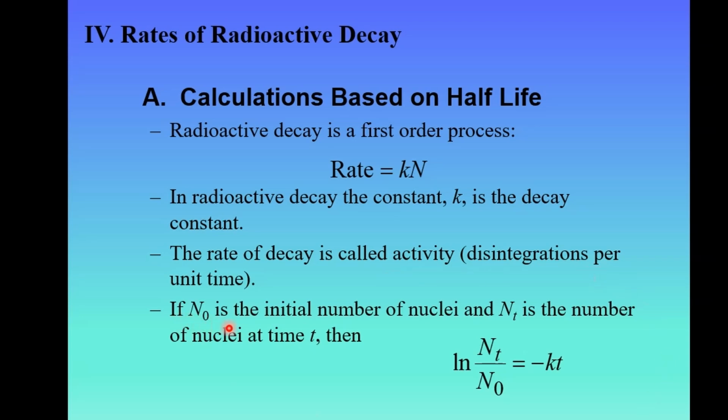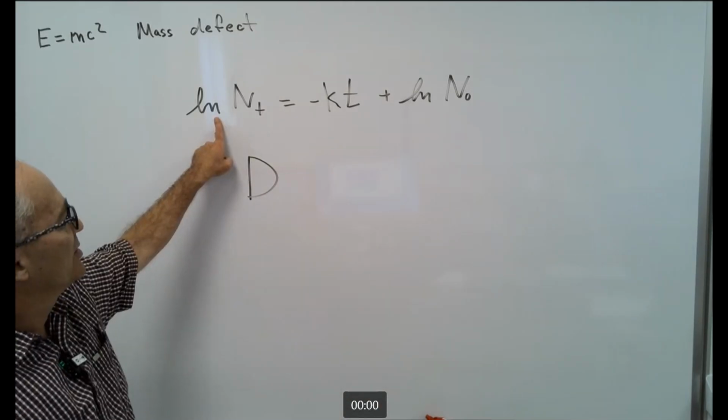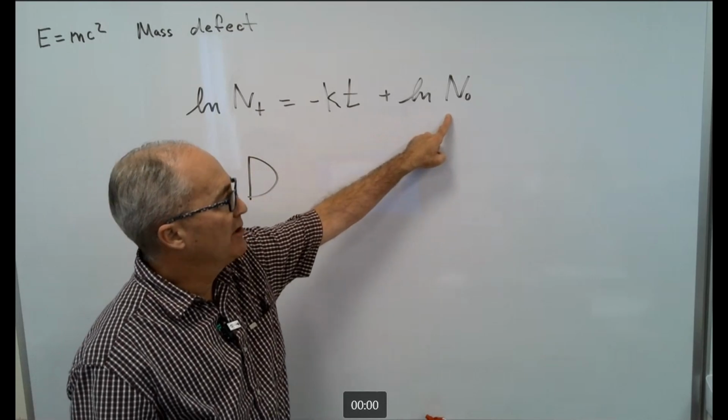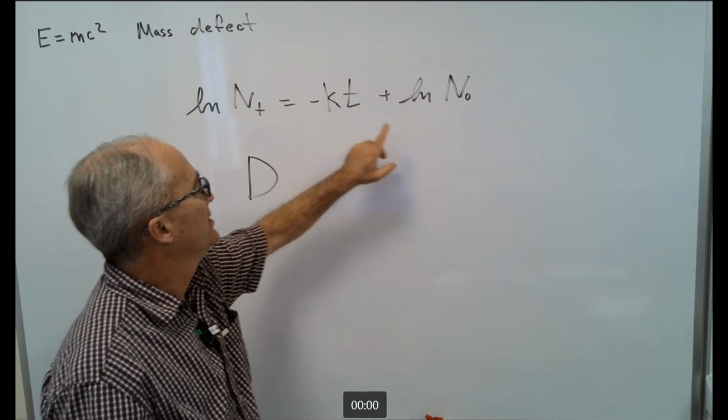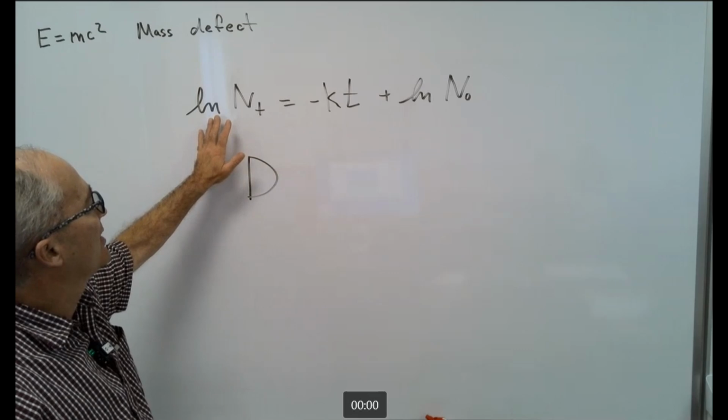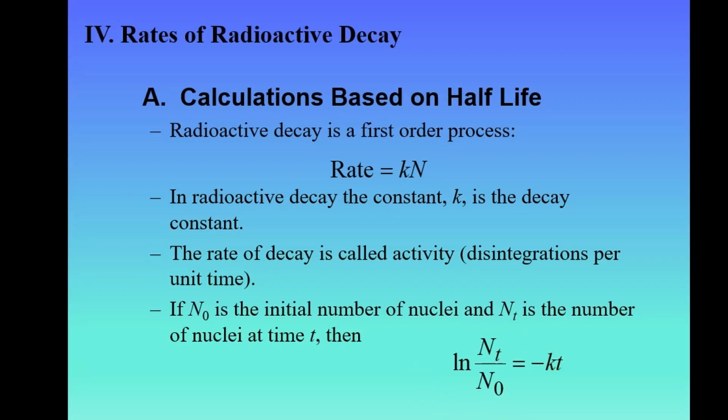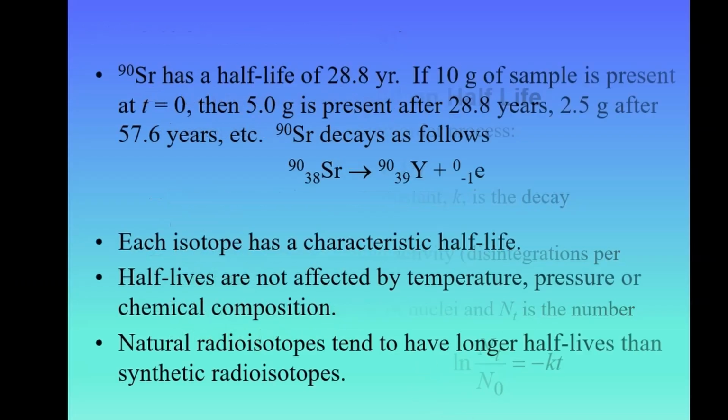If N_0 is the initial number of nuclei and N_t is the number of nuclei at time t, then we have this equation which we could rearrange, and if I had more time I would have typed it out rearranged. There it is. We've used our property of logs, and this is the equation of the line. Here's our constant, here's our slope, here's our y value. So you can use this form or the form I just wrote on the whiteboard.